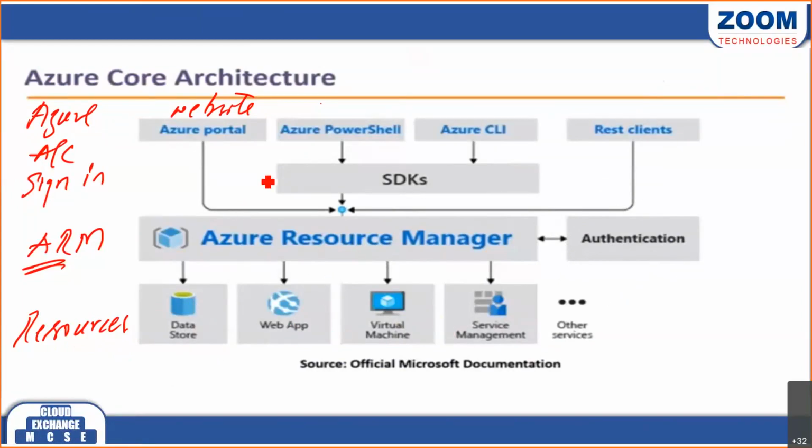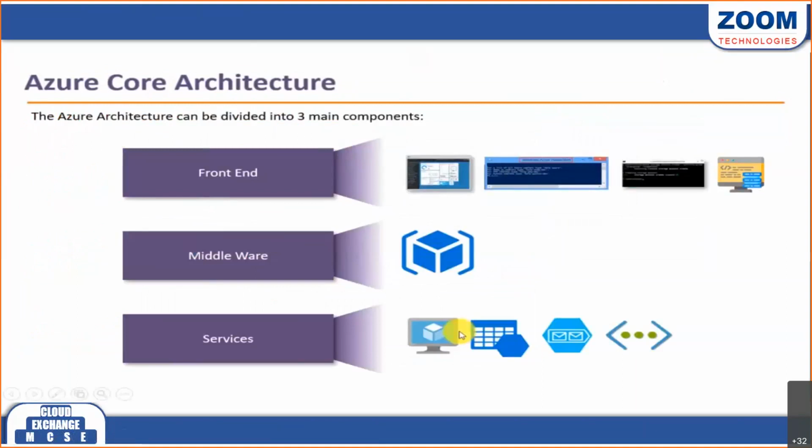So when you log into Azure, we are using the portal page, the website, PowerShell, or the command line. This complete Azure core architecture is divided into three main components. The first one is front-end service. The second one is middleware service. The third one is called services.